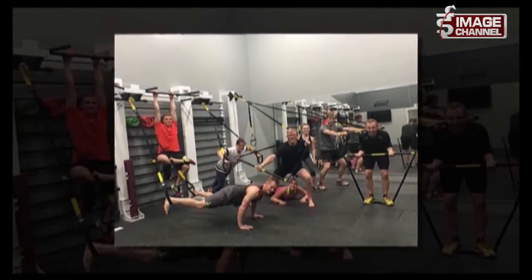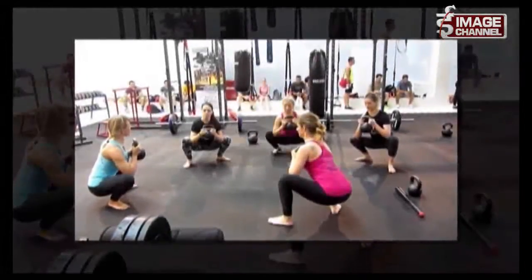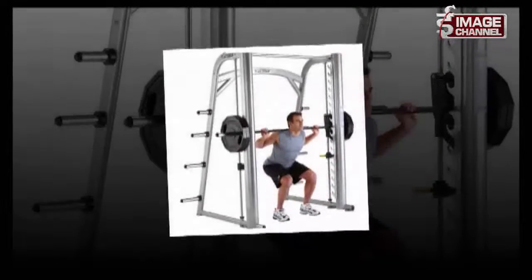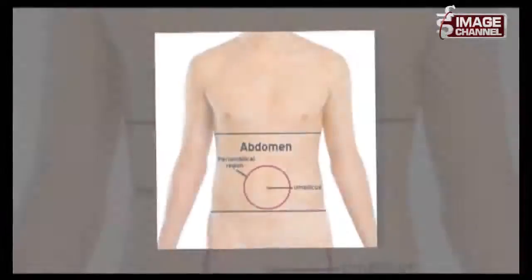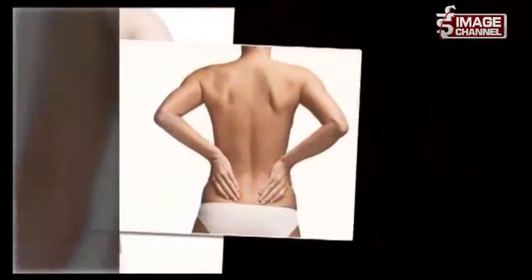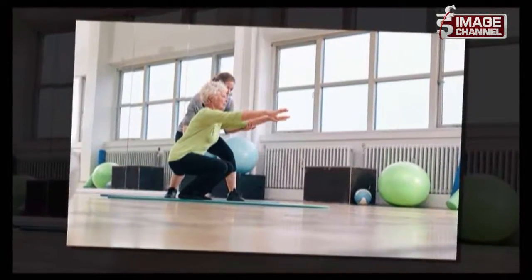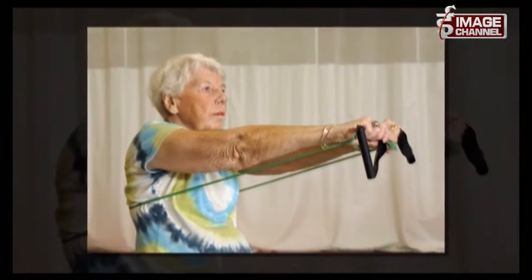Functional training attempts to adapt or develop exercises which allow individuals to perform the activities of daily life more easily and without injuries. In the context of bodybuilding, functional training involves mainly weight-bearing activities targeted at core muscles of the abdomen and lower back. Fabio Martella wrote that most fitness facilities have a variety of weight training machines which target and isolate specific muscles. As a result, the movements do not necessarily bear any relationship to the movements people make in their regular activities or sports.